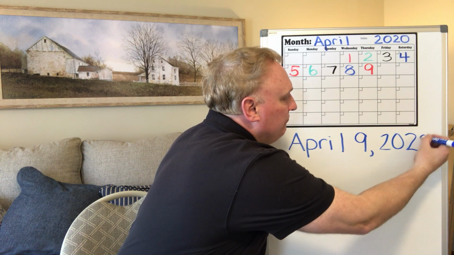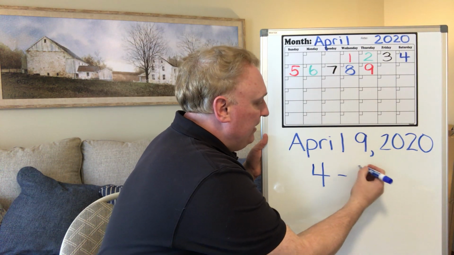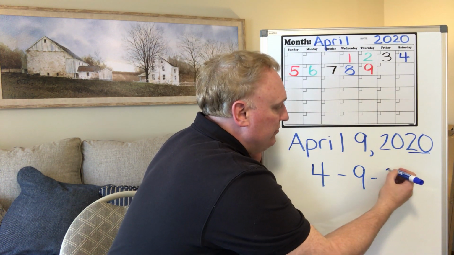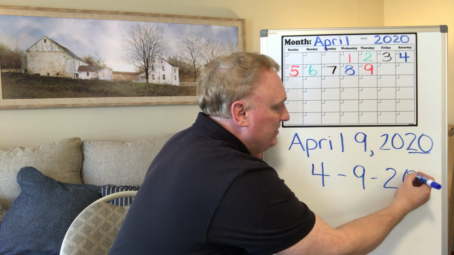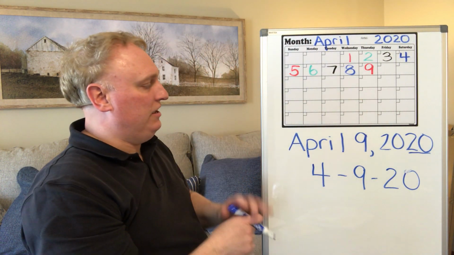Now, since we know today is Thursday, April 9th, let's write that out. So we got April 9th, 2020. If we were to write that in numbers, April is the 4th month. Today is the 9th day. And we use the last two digits of the year, so it would be 20. So writing that as numbers would be 4-9-20.